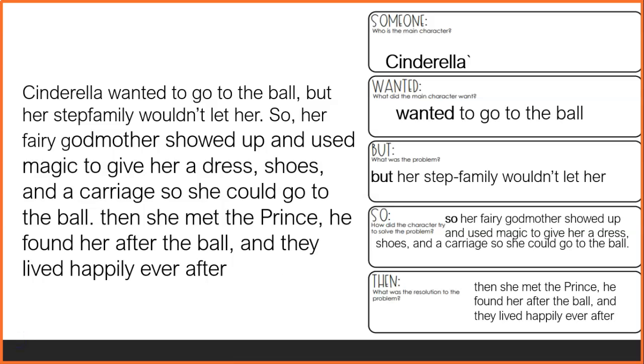Okay, so again, Cinderella wanted to go to the ball, but her stepfamily wouldn't let her. So her fairy godmother showed up and used magic to give her a costume and a carriage so she could go to the ball. When she met the prince, he found her after the ball, and they lived happily ever after. You can see how each step of Somebody Wanted But So Then becomes our summary paragraph.